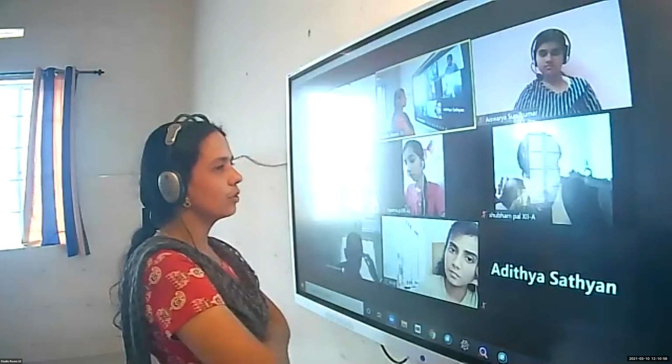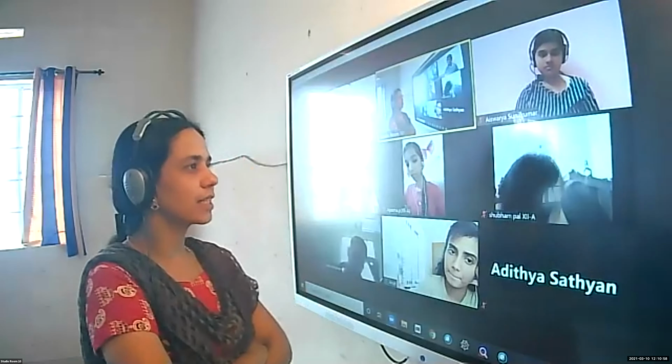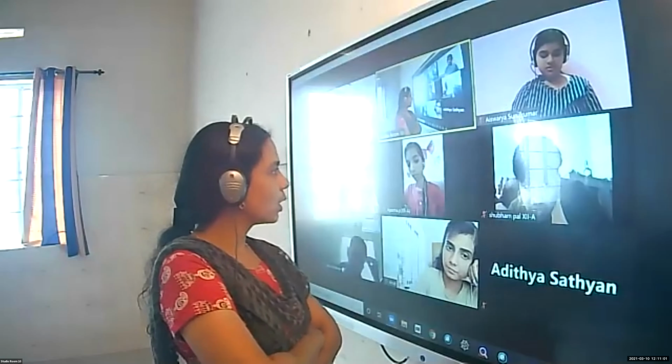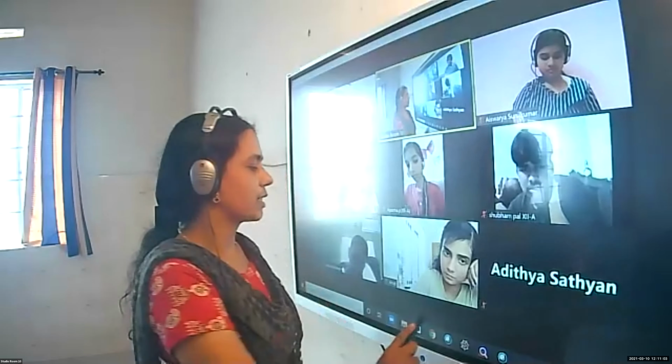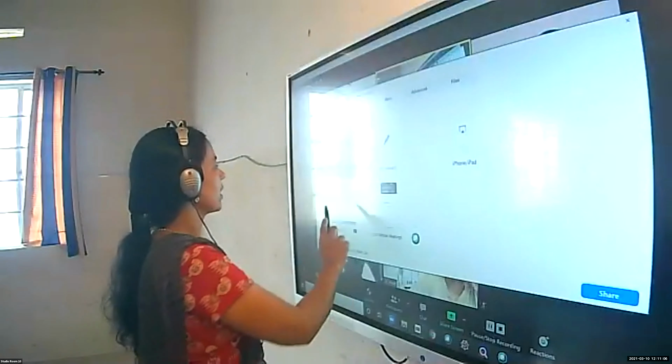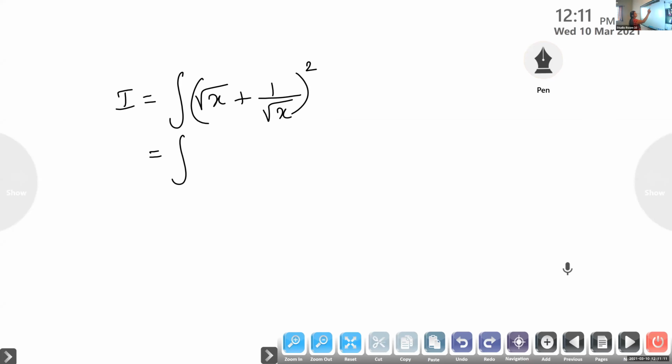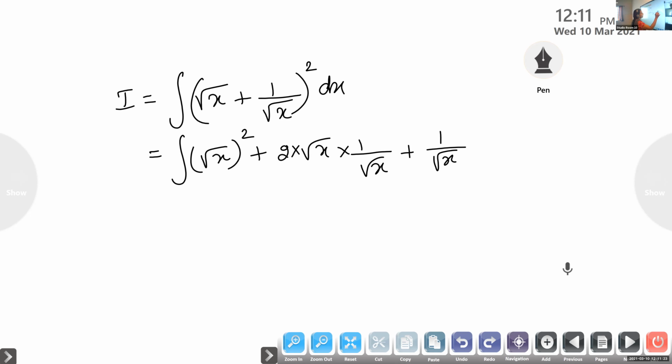First thing we are going to do is expand it using the identity a plus b the whole square. Root x plus 1 by root x the whole square. So when you expand it, what will you get? A square plus 2ab, 2 into root x into 1 by root x, plus 1 by root x the whole square, whole thing into dx.